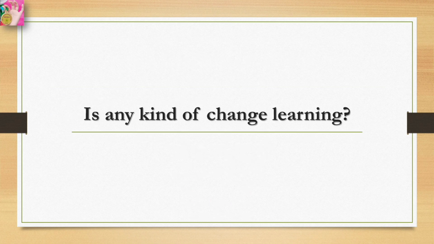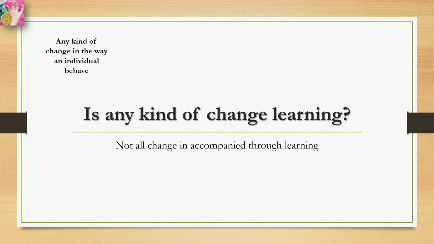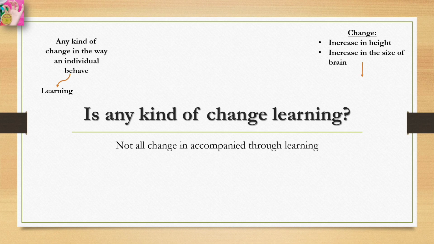So, is any kind of change learning? Not all change is accomplished through learning. Any kind of change in the way an organism behaves is learning. But changes like increase in height or the size of the brain are another kind of change, which is controlled by a genetic blueprint. Now, this kind of change is called maturation, and it is not the same as learning.